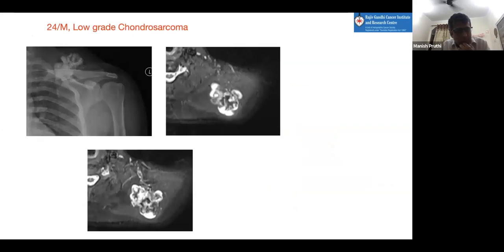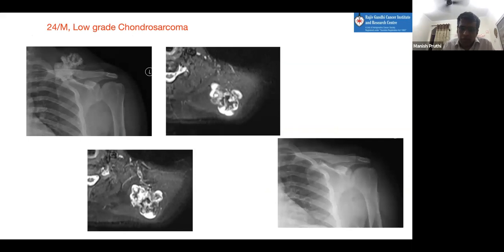So this is an example of type 2 resection, in a low-grade chondrosarcoma in a 24-year-old male. You can see in the figure on the left, a large tumor arising from the medial border of the scapula. These are the MRI images. And we just removed that tumor with a partial medial half of the scapular spine. The patient gets a normal function because the glenoid and most of the scapula is retained.